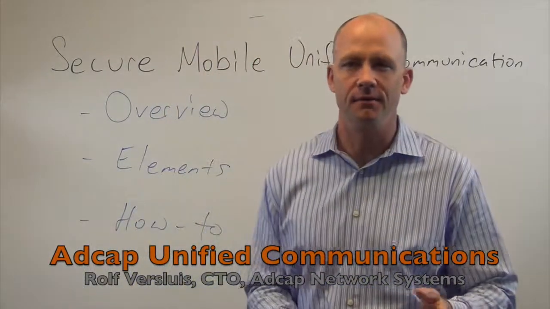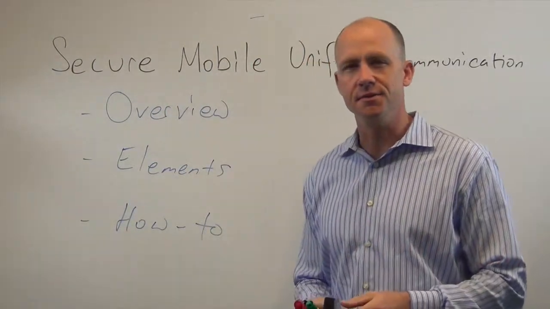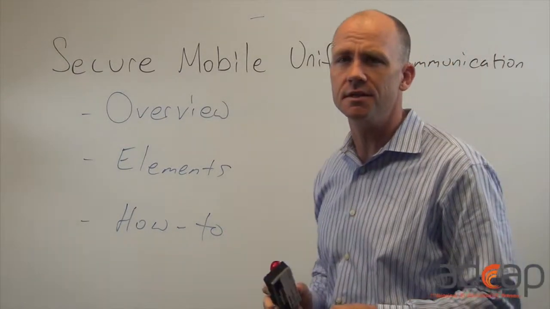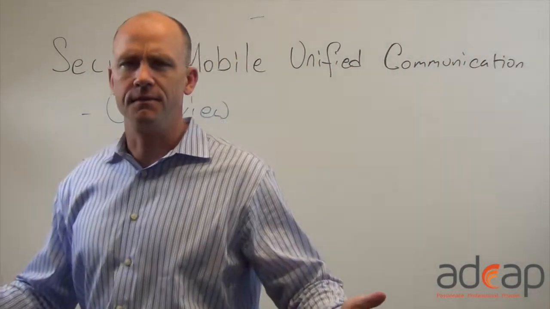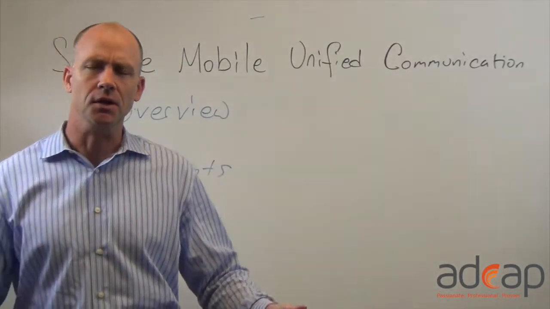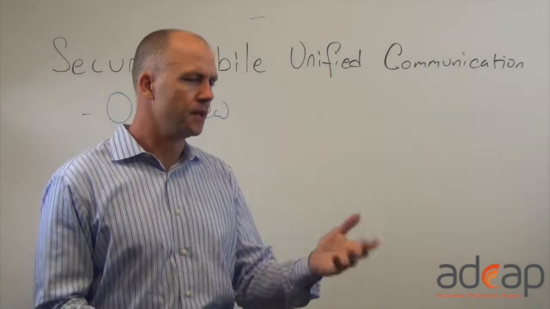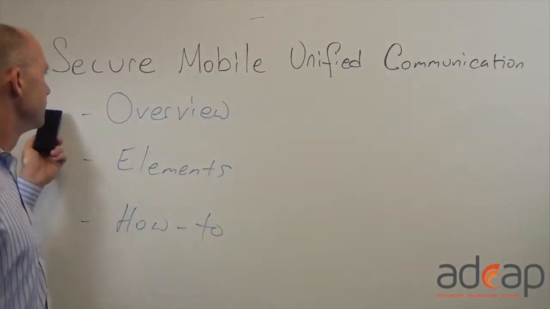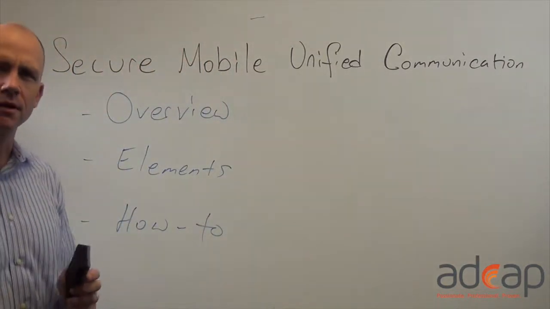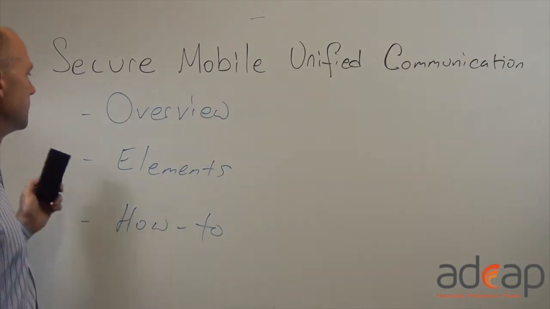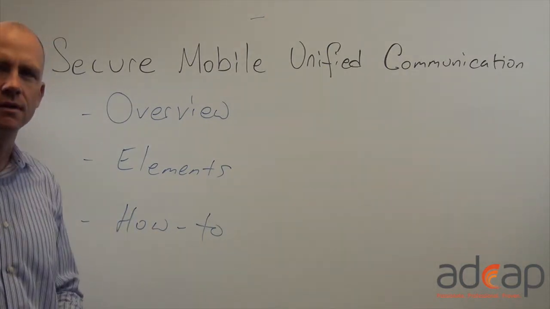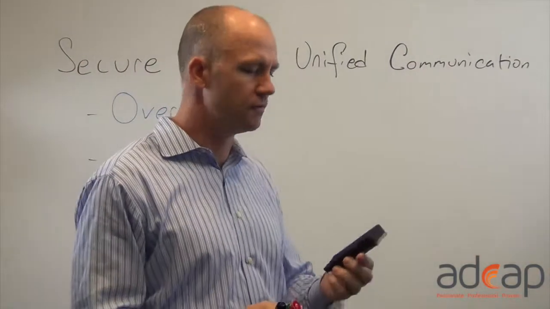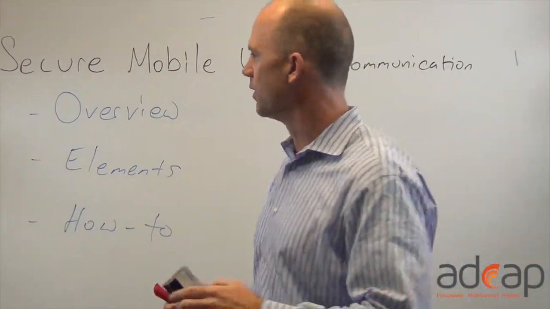I'm going to talk today about one of our unified communication solutions. Secure, mobile, unified communications. It's kind of grown out of everything that we've been doing over the years. And I'm going to explain what each one of these elements means. I'm going to do an overview of what a secure, mobile, unified communication system is, talk about the different elements that go into it, and provide a big picture how-to of how we get this done for you.